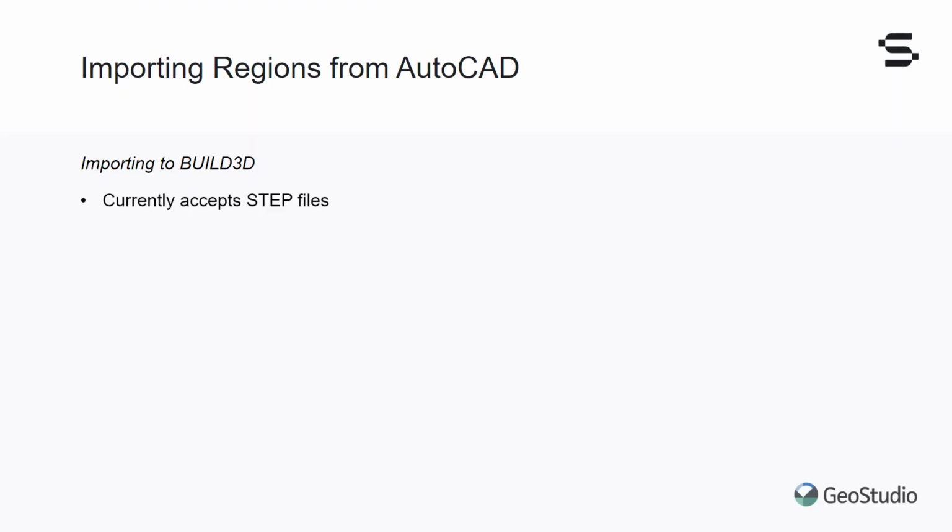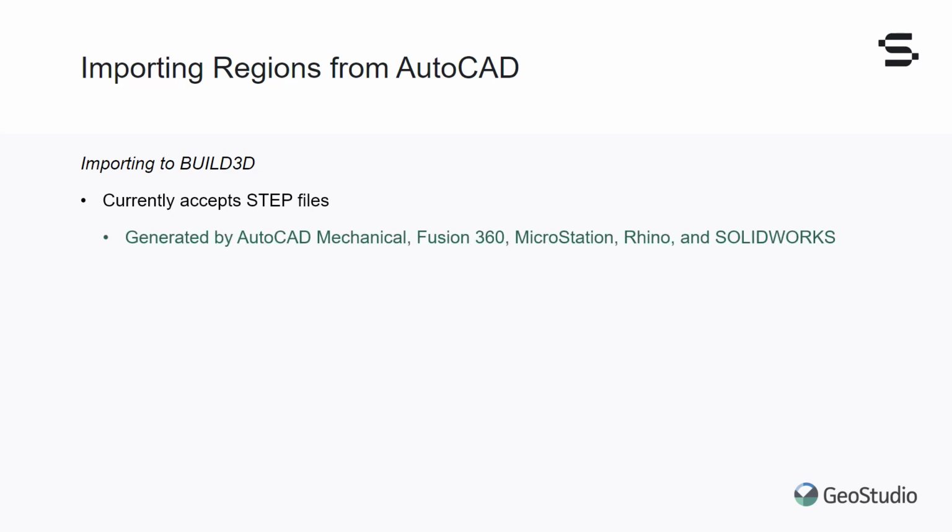To import three-dimensional geometries, Build3D accepts step files. Step files can be generated by AutoCAD Mechanical, Fusion 360, MicroStation, Rhino, and SolidWorks, to name a few. Unfortunately, regular AutoCAD and Civil 3D cannot export step files. However, AutoCAD does support exporting to IGES, which is an older vendor-neutral file format that allows the digital exchange of information among CAD. The IGES format supports geometric information such as lines, surfaces, and solids, described by NURBS.